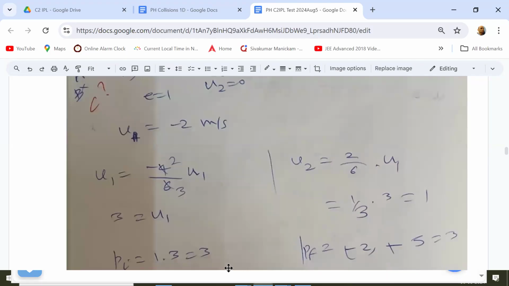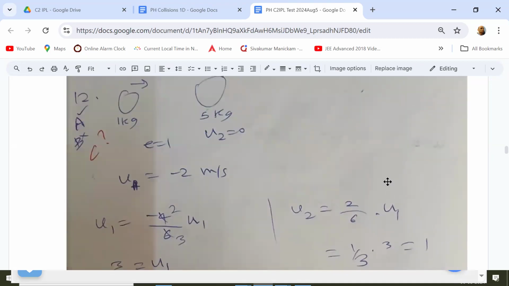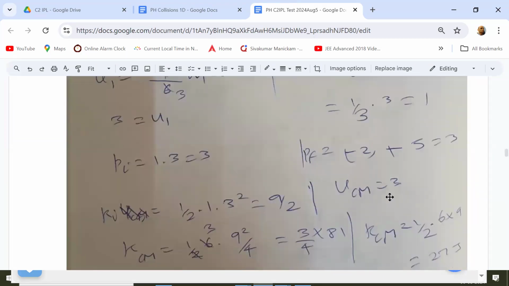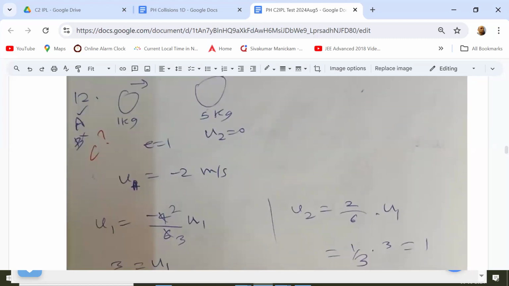Option B, momentum of the 5 kg mass after collision is 4. After collision, the 5 kg mass moves with 1, so its momentum is 5 into 1, which is 5. So option B is wrong, because it says the momentum is 4. So B is false. And C gives the center of mass, which I didn't get.